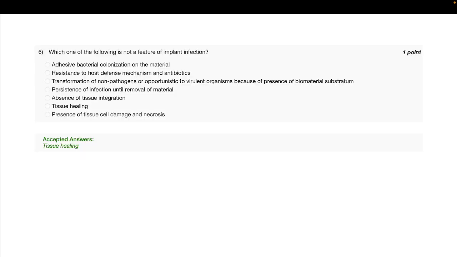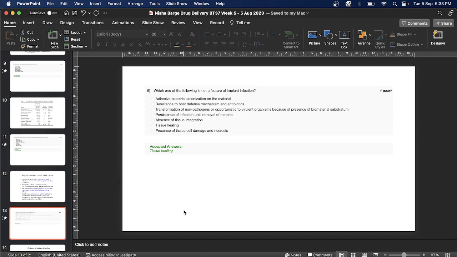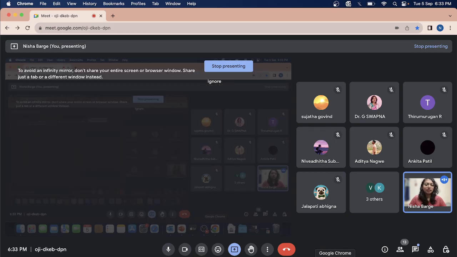So from these options, the only option that is not a feature of implant infection is tissue healing, because until and unless there is infection in the body, there is biofilm formation on your implant, it will not let the tissue heal properly. So that's the correct answer for this question. Am I making sense?